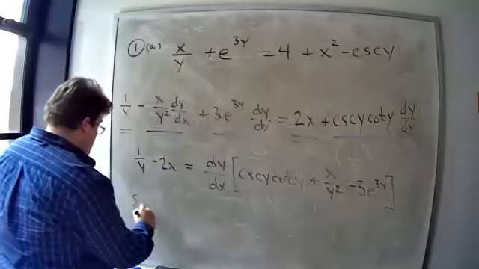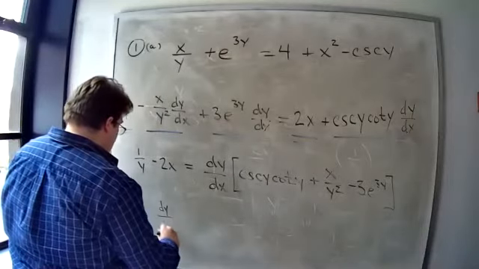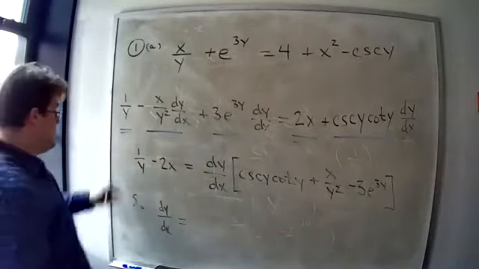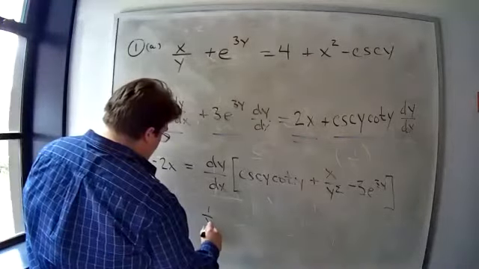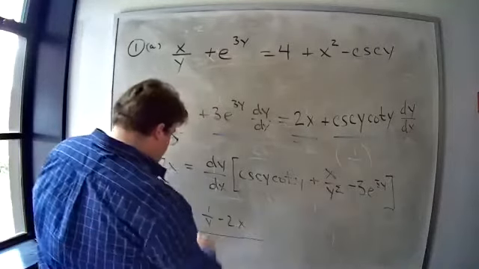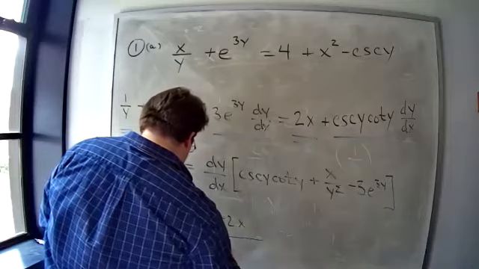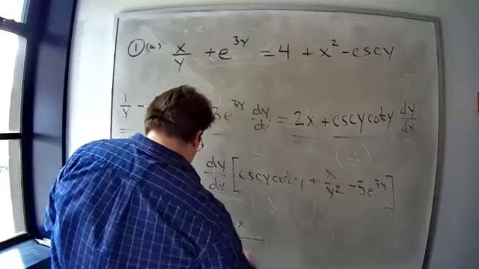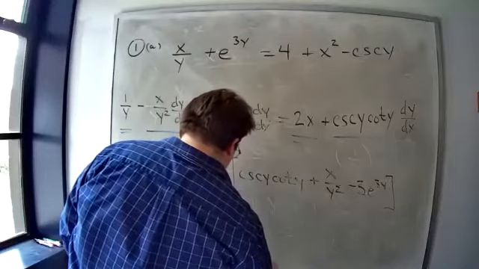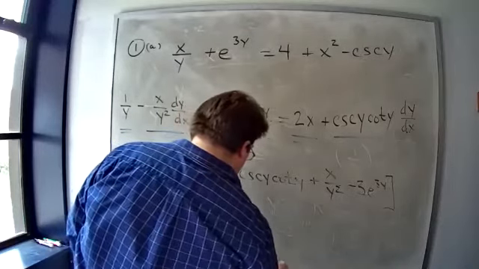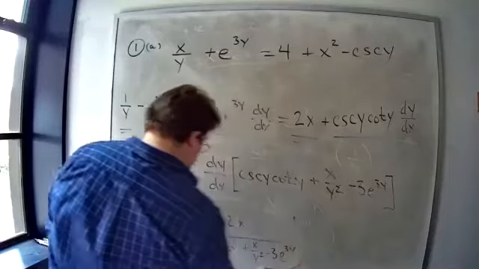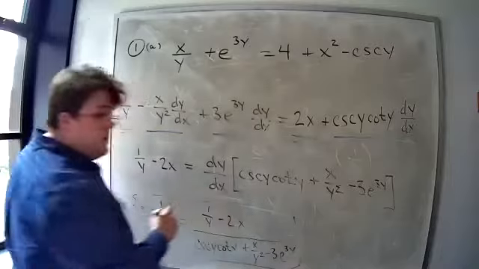So dy/dx equals this left side divided by that coefficient. So 1 over y minus 2x all over this. Cosecant y, cotangent y, plus x over y squared. Minus 3 to the 3y.